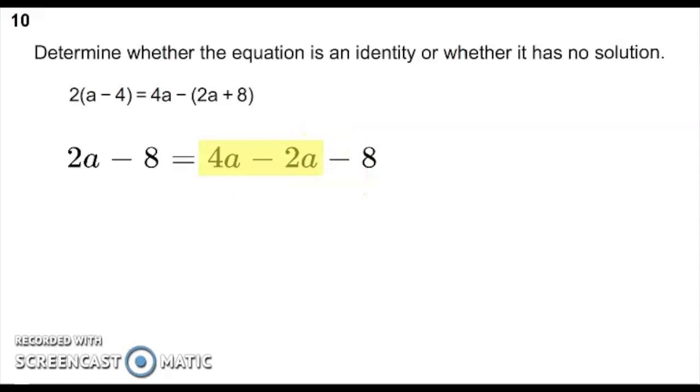So now we got to combine like terms on the right. So 4a minus 2a is 2a. Notice how we have 2a minus 8 equals 2a minus 8. These are the same thing being set equal to each other. That means it's an identity. Okay, so for number 10, your answer is going to be an identity.